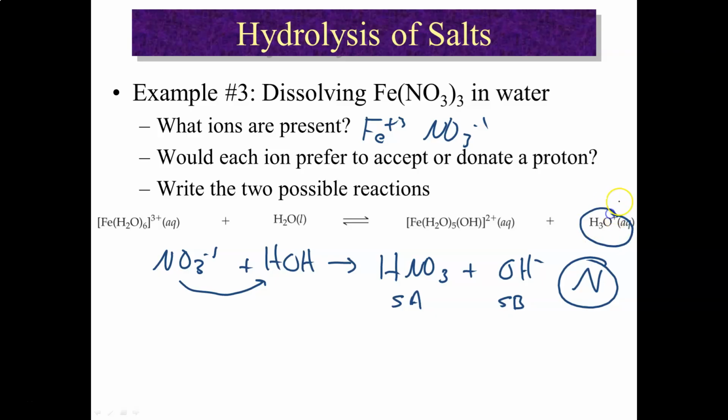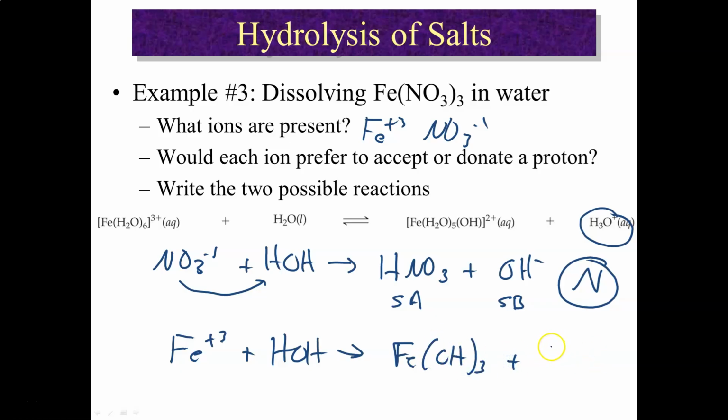is formed. You need to know why that's formed. Iron 3 is not a group 1 or 2 metal, so it just acts a little bit differently. You could still take our shortcut here and write Fe plus 3 plus HOH produces FeOH3 plus H plus. Now this isn't balanced, but you could balance it if you wanted to.